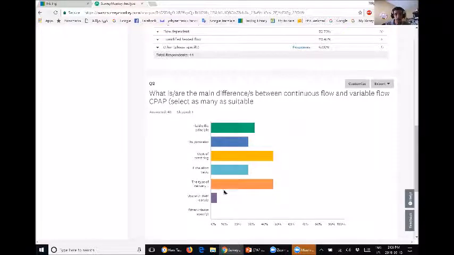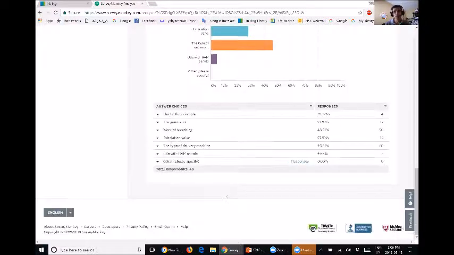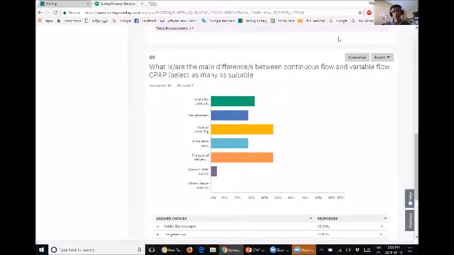And then the type of delivery, yes, that differentiates, because variable flow delivers pressure in a different way from continuous flow. So you can see that the difference between continuous and variable flow is all of them. But with a nasal cannula, you cannot use any cannula with CPAP. You have to use the generator to have variable flow CPAP. So the main difference between variable flow and continuous flow is the generator, or the thing that we put on the nose. So you can see that there is a little bit of confusion.